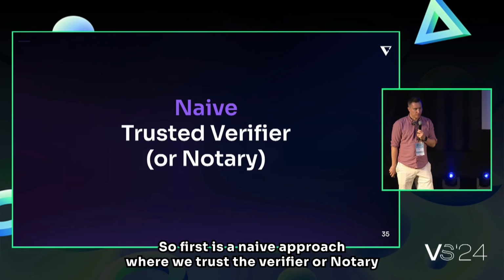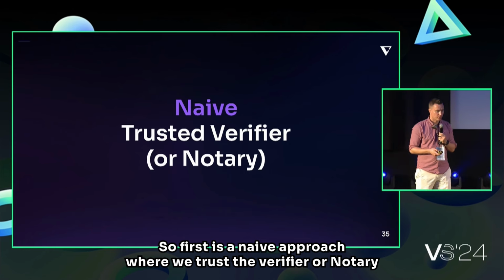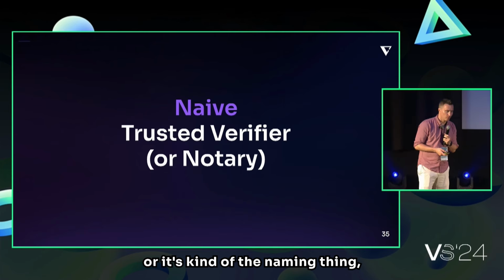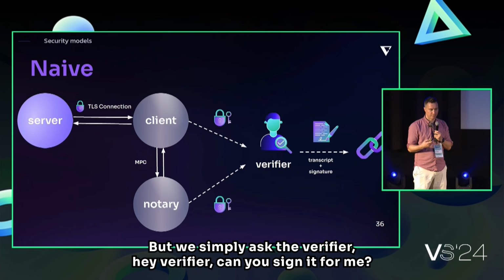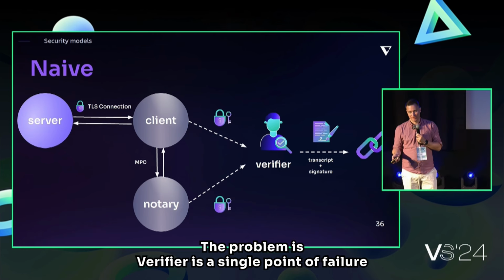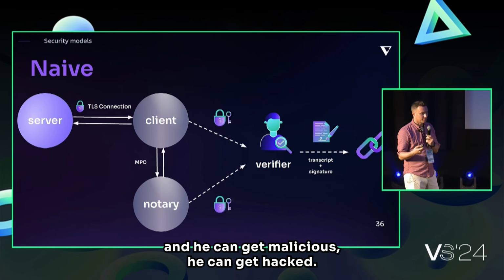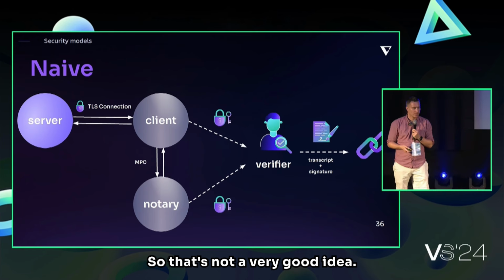So first is a naive approach where we trust the verifier or notary. It's kind of a naming thing, which one is which in this scenario. But we simply ask the verifier, hey, verifier, can you sign it for me and put it on the blockchain? The problem is the verifier is a single point of failure, and he can get malicious, he can get hacked. So that's not a very good idea.